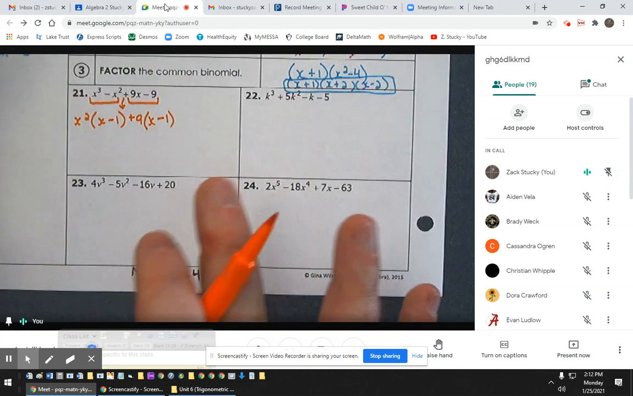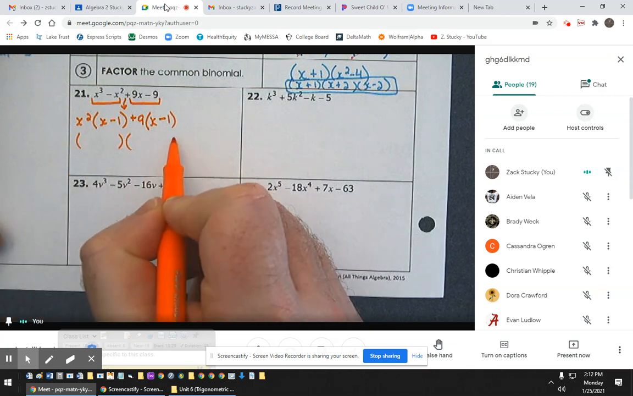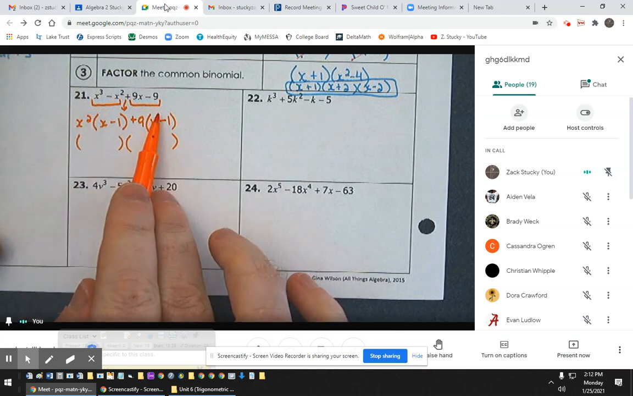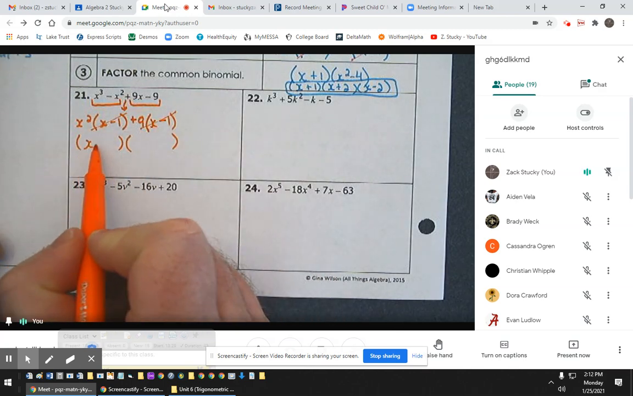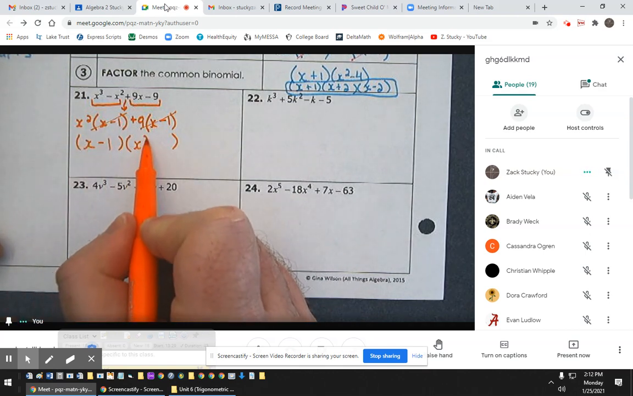Now I know what my answer is supposed to be. My answer to every factoring problem is supposed to look like that. So how do we get from this line to this line? Well, it turns out these come together and make one of your factors. What's left over makes your other factor.